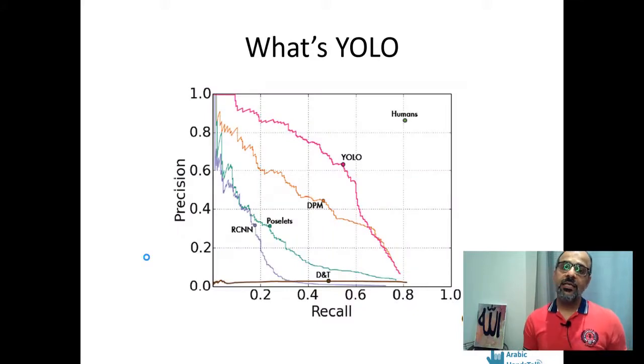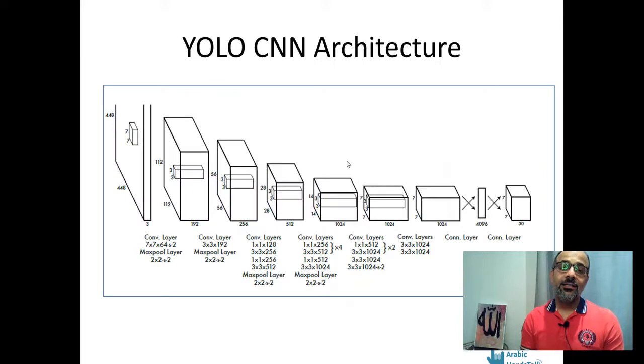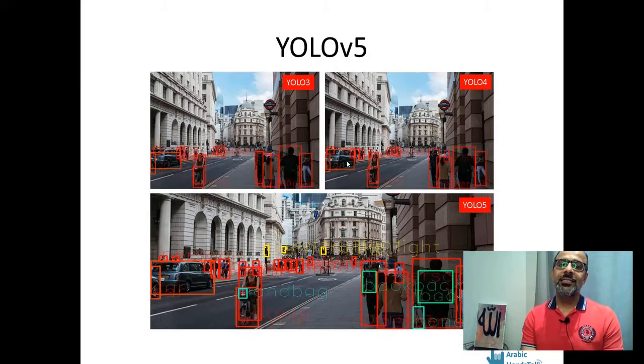YOLO shows really excellent scores compared with other object recognition techniques. As you can see here in the recall precision chart, YOLO is really high. It reached the human's point. It has a CNN architecture with 24 layers, ending with 2 fully connected layers, and there are alternating 1x1 convolutional layers to reduce the feature space. The latest version of YOLO is 5.